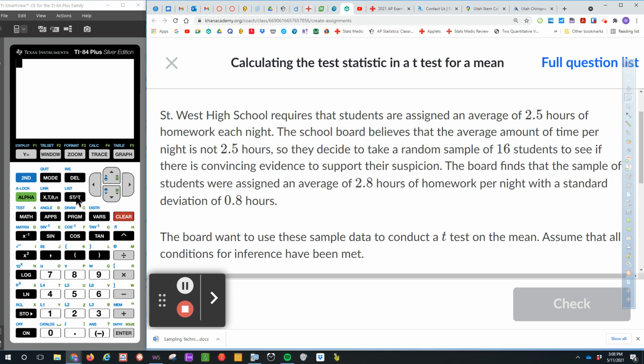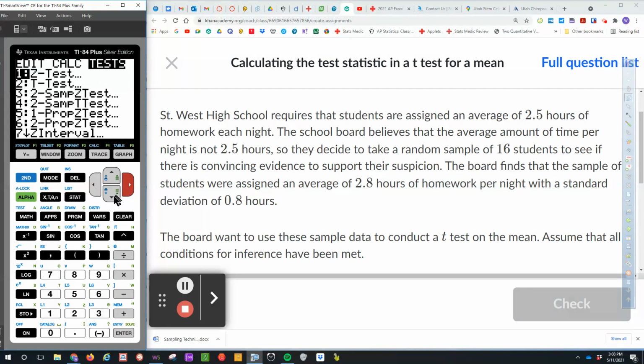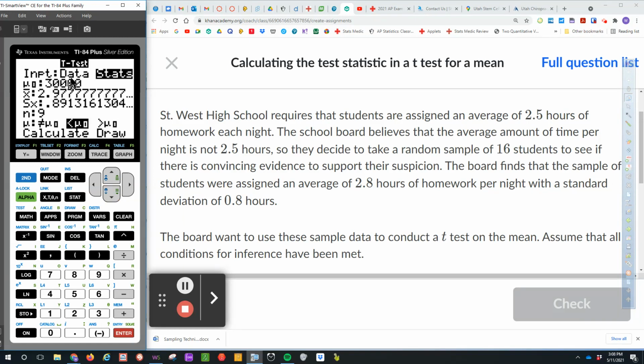To do a t-test, you go to Stat, go to Test, and you see t-test. So you have two options. One is where you have data given, raw data, but we don't. We are using statistics. Okay, so next, what is the claim? The claim is that the average is 2.5.